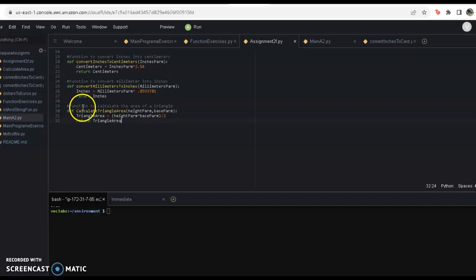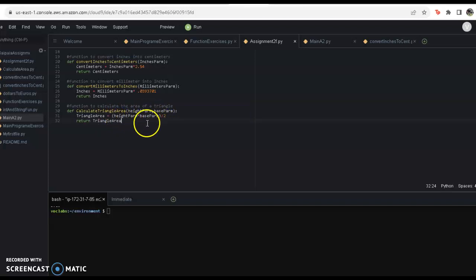So how I did this is I created a new function and named it calculate triangle area, and the two parameters we used were height and base. It's base times height divided by 2 is how you find a triangle's area. So when setting the value for the triangle area, I put in height times base parameters, and then I just divided it by 2.